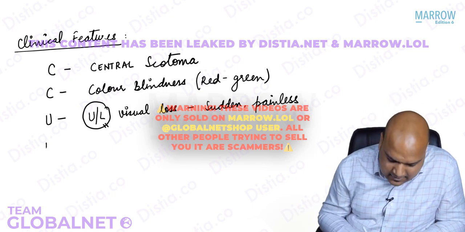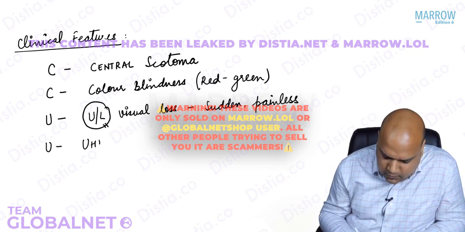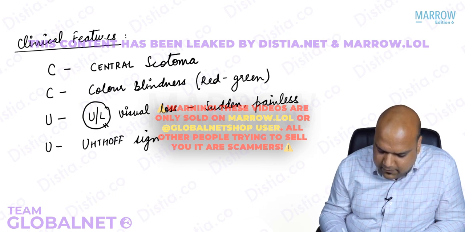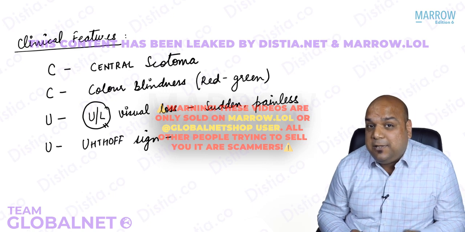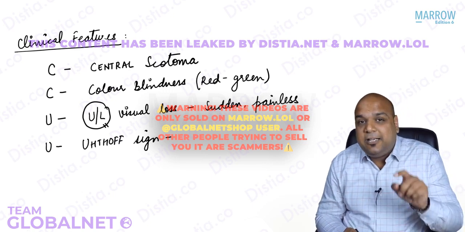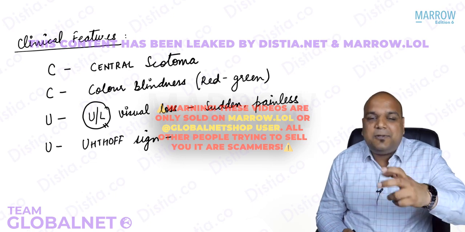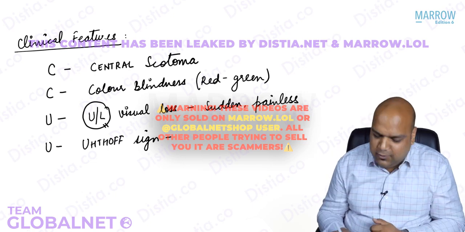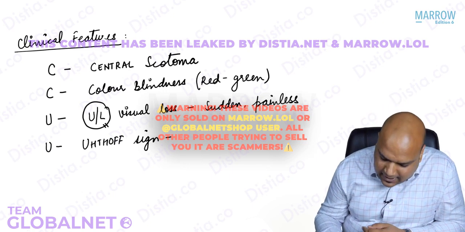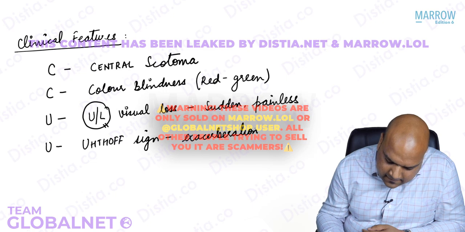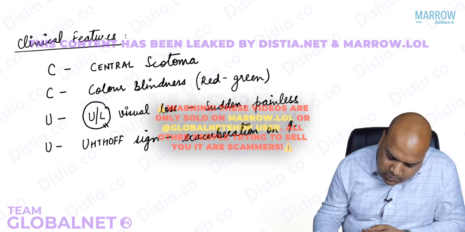Okay. Then U for Uthoff sign. This you may have also read in medicine, everybody. Uthoff sign, a sign of multiple sclerosis. I have mentioned again and again that the most common cause of optic neuritis is multiple sclerosis. So multiple sclerosis leading to optic neuritis, you will see Uthoff sign also. What is Uthoff sign, everybody? Exacerbation on increased body temperature.